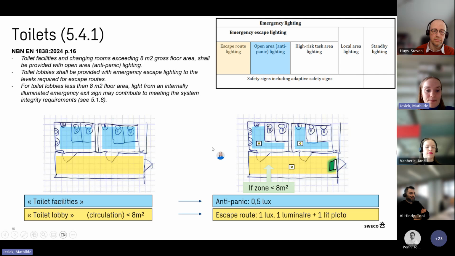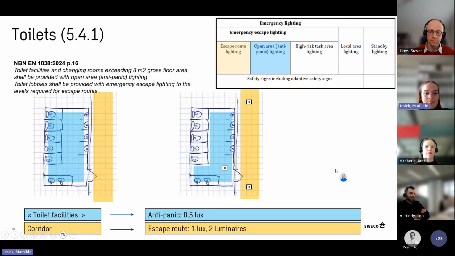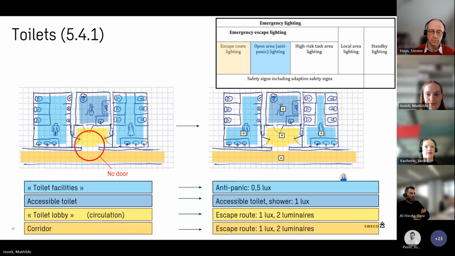If in the same example, this escape route is smaller than 8 square meter, we can simplify the design, and it's okay to apply 1 escape route fixture in combination with 1 internally lit picto, but the condition needs to be met that you still have your 1 lux on this whole escape route. This is similar. We will also give you this so you can go through it on your own time.